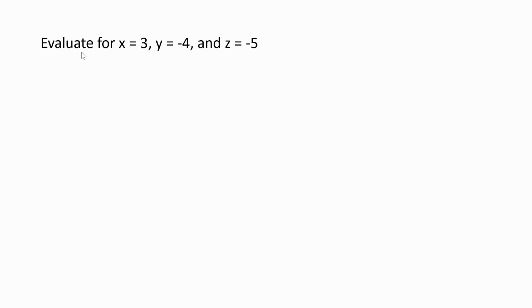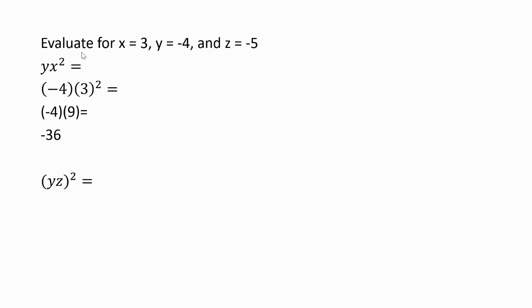Now we're going to evaluate. So I'm telling you x equals 3, y equals negative 4, and z equals negative 5. So I get y x squared. So what I'm going to do is use my substitution property and substitute them in. So for the y, I put in a negative 4. So here I'm going to follow my order of operations. And 3 squared is 9. Right? Do exponents before I multiply, then I multiply.